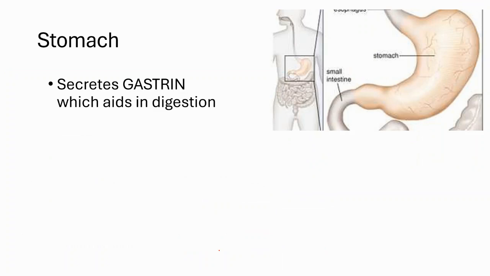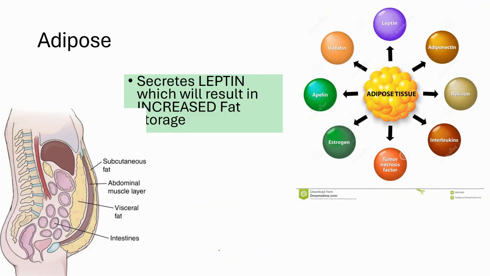The stomach, not going to worry too much about all of the bazillion hormones that the stomach secretes at this moment. We're just going to talk about gastrin and just know that it aids in digestion. Adipose tissue secretes a lot of stuff. It's fat, okay, but there's a fat metabolism involved within adipose tissue that's pretty involved. So all you need to know is leptin is the hormone secreted from adipose tissue that ultimately increases fat storage.